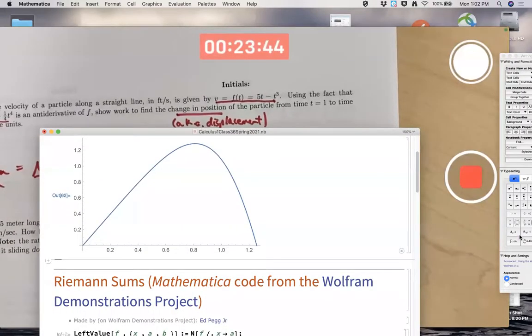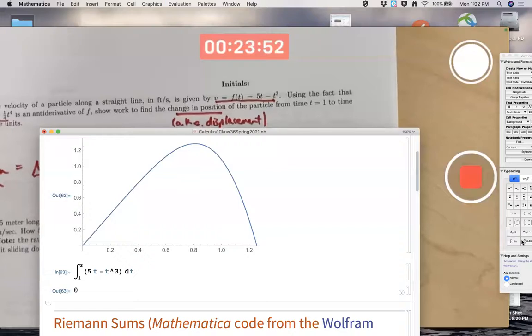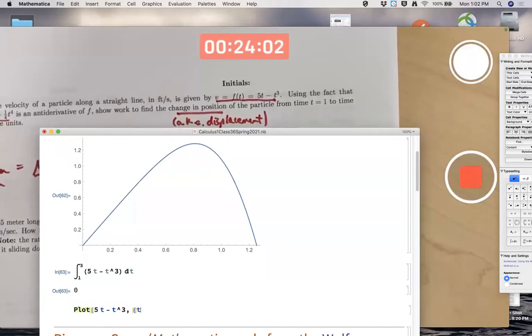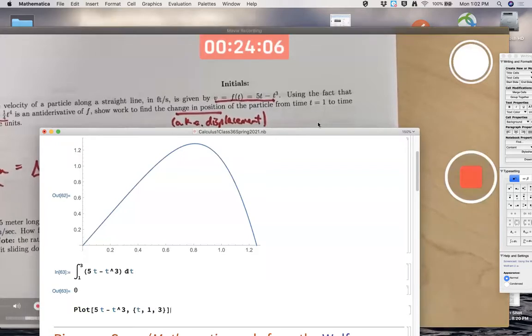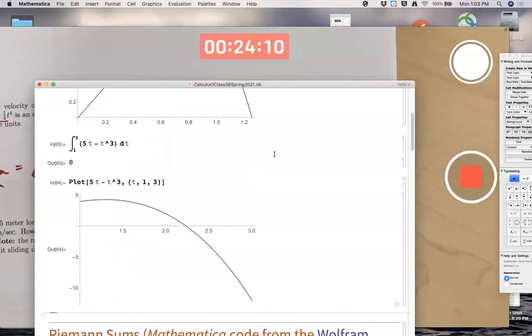Let's double check it by doing the integral from 1 to 3 of the little f. That's the 5t minus t cubed. The answer is 0. Looks like I did it right. What's really going on here graphically? If you graph 5t minus t cubed over the interval from 1 to 3, it'll go both above and below the axis, like that.